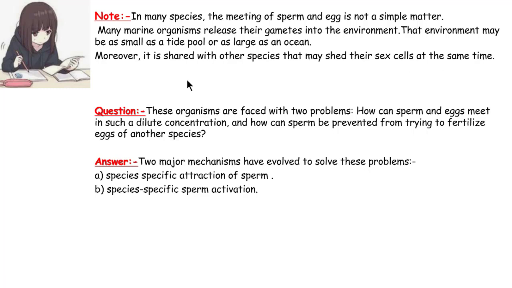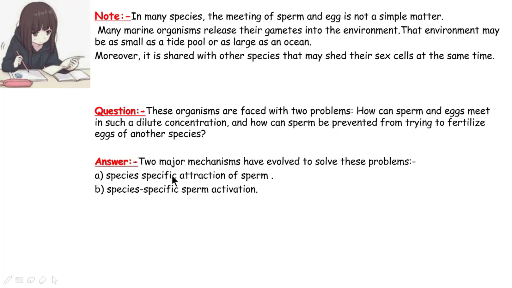What is the question that came to mind? These organisms face two problems. We have talked about how the sperm and the egg meet in such a dilute concentration, and how can sperm be prevented from trying to fertilize the egg of another species. The answer is that two major mechanisms have evolved to solve this problem.